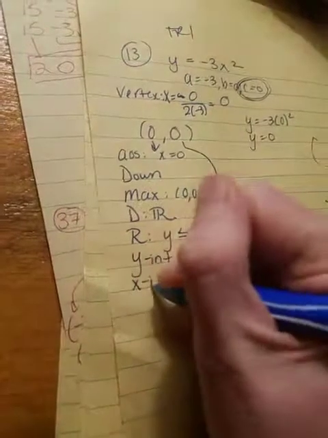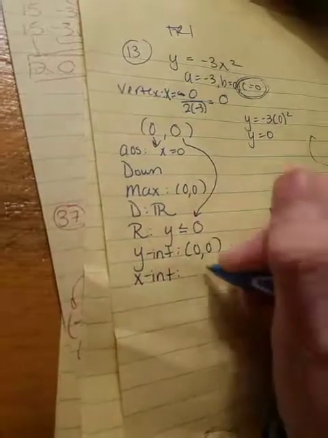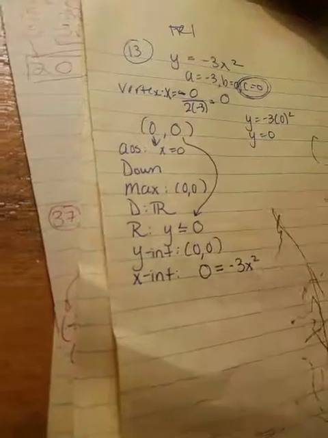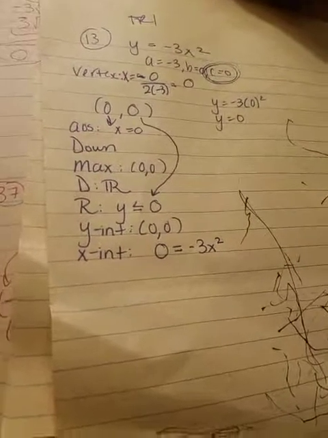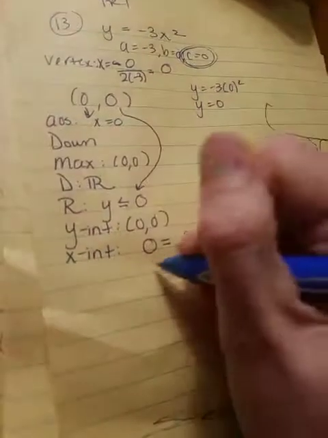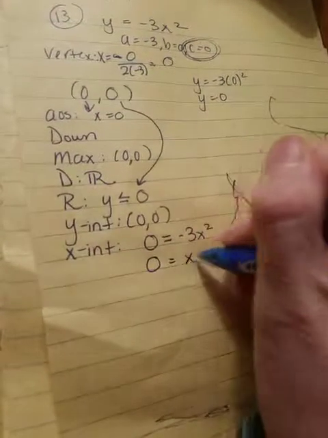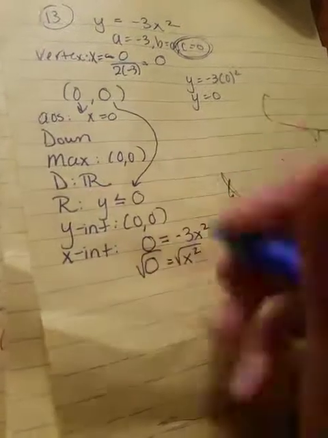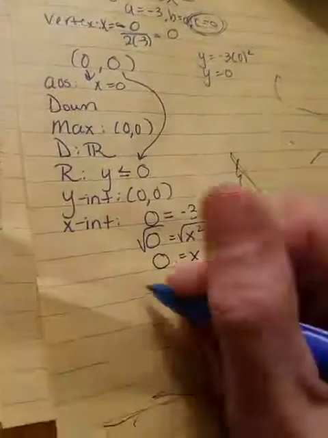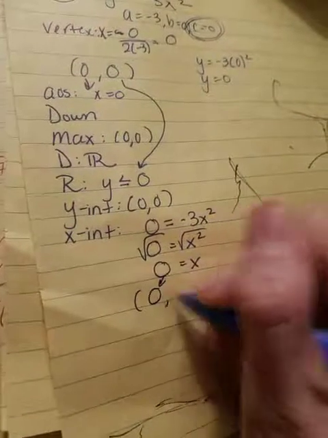And now for my x-intercept, remember you're always putting 0 in for y when you're finding the x-intercept. So you can do quadratic formula if you'd like, but for this one, I'm just going to do the square root approach. So I'm going to divide both sides by -3. 0 divided by -3 is 0, and now I'm going to take the square root. The square root of 0 is just 0, it's not plus or minus. So I now just found that my only x-intercept is at 0, 0.